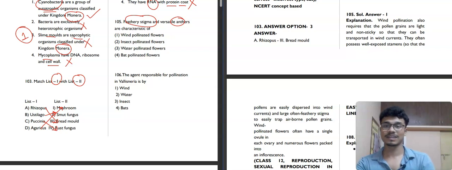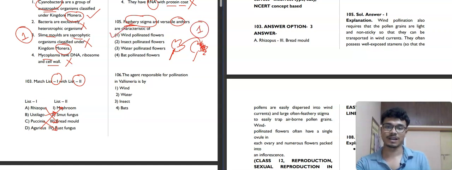Why is it saying feathery? If this is a wind-pollinated flower, then the advantage of being feathery is this: suppose this is a plant, this is a tree, this is another tree. If the stigma is feathery, the pollen will come here and get stuck. It will get glued or stick, so that pollination can occur. That is the advantage of a feathery stigma, and versatile anthers as well. So this characteristic is of wind-pollinated flowers. First option is our correct answer.